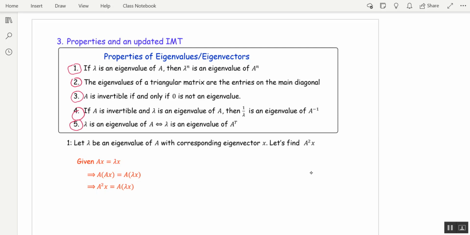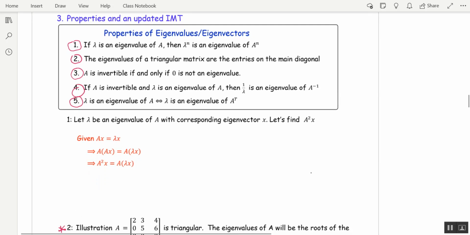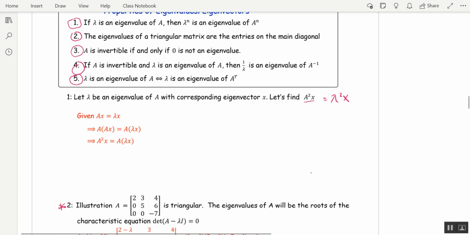So let's look at this first one a little bit more carefully, and just in the case of A squared x. So let lambda be an eigenvalue of A with corresponding eigenvector x. We're going to show that A squared x is lambda squared x. What that tells us is that lambda squared is an eigenvalue for A squared. And that's what number 1 says. So here's the starting point. We're given that Ax equals lambda x.